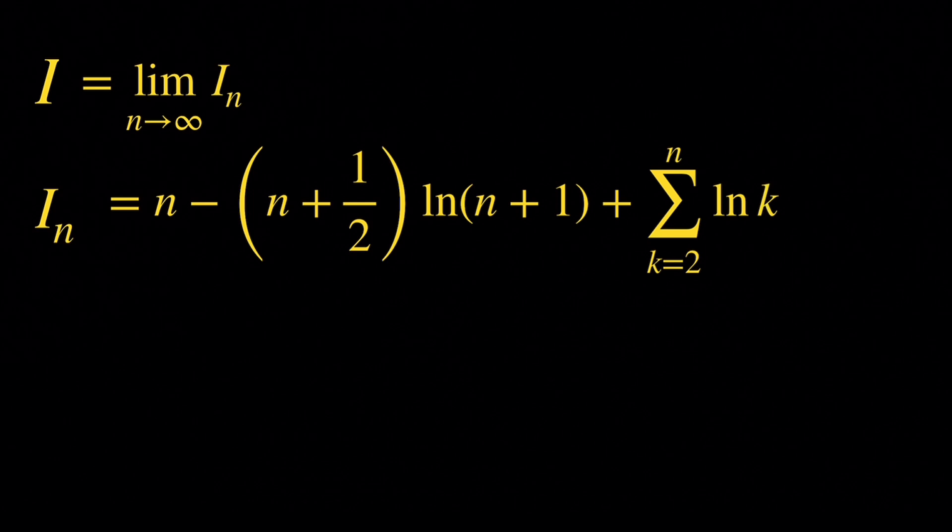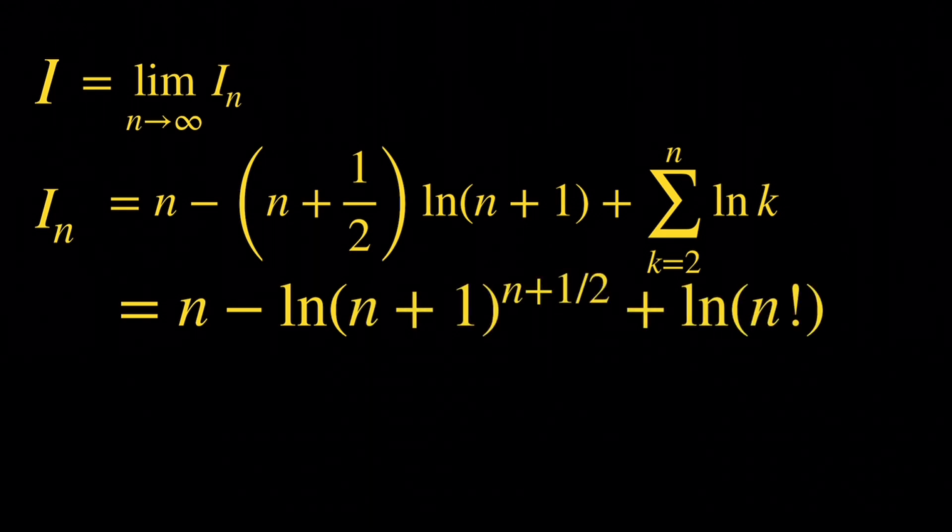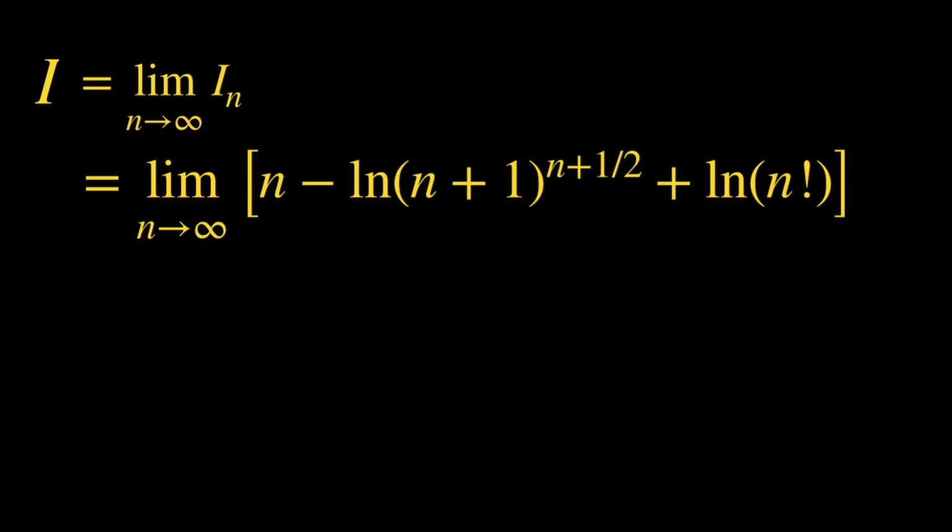Now the sum of logarithms is equal to the logarithm of the product. And we're going to have the product of k's as k goes from 2 to n, and that's precisely the factorial of n. And then we're going to use the power rule on the second term. Okay, now we can take the limit. So if we take the limit, we can have the limit of this expression here.